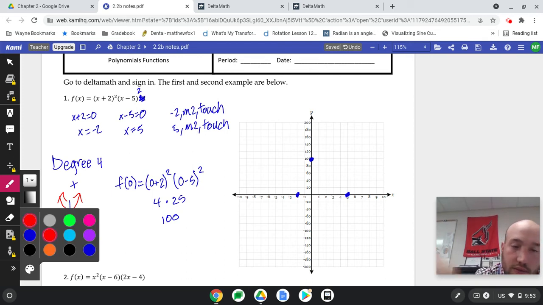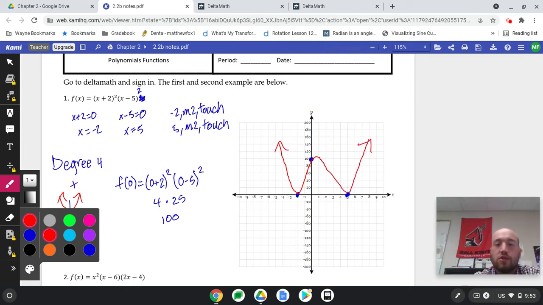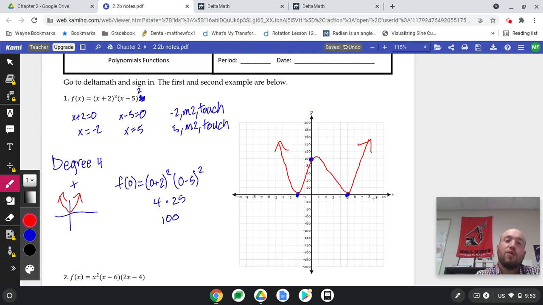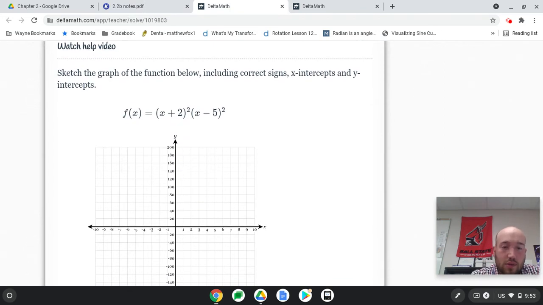So starts high, touches, goes through, touches, and finishes high. All the while, make sure it passes the vertical line test. If you overlap, Delta Math will count it wrong. So now, if we take a moment here, and we know it will touch at negative 2 and touch at 5, okay? So touch at negative 2 and touch at 5. Now you got to do it all in one smooth motion.